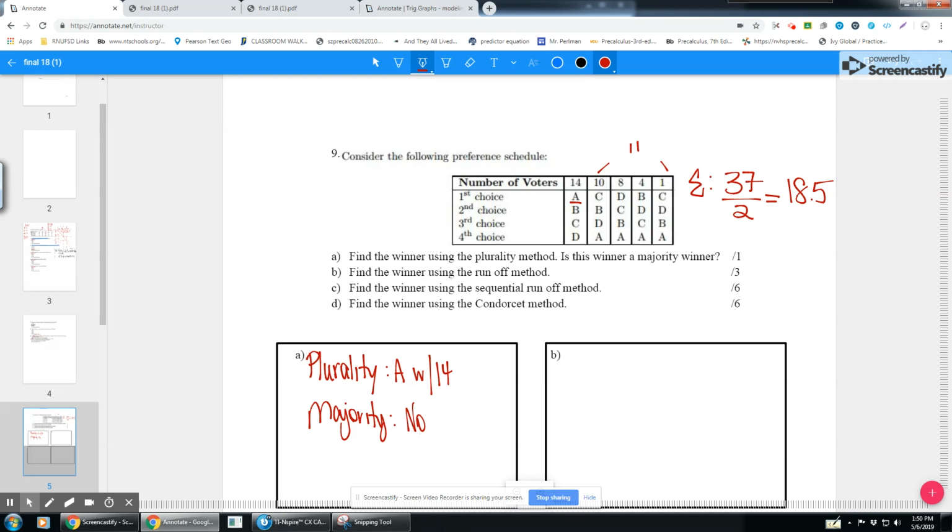Find the winner using the runoff method. Remember, that's keep the top two and go to the remaining columns and say between A and C, who came up first. So C did in that column, they'll get the 8 votes. And in this one, C comes up first again, making C the runoff winner.